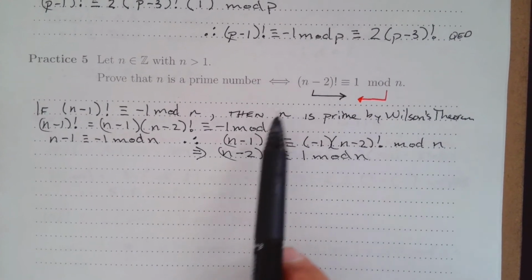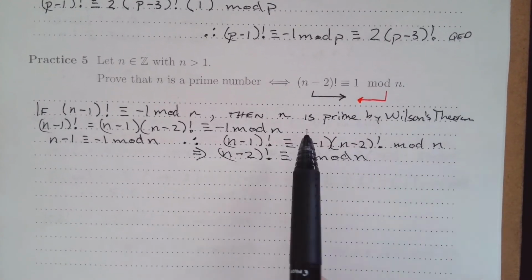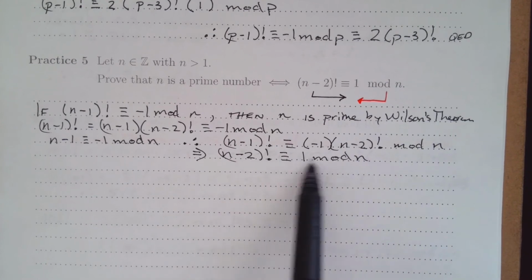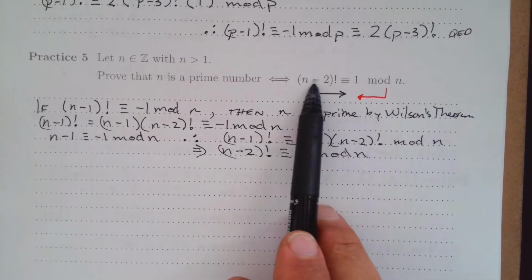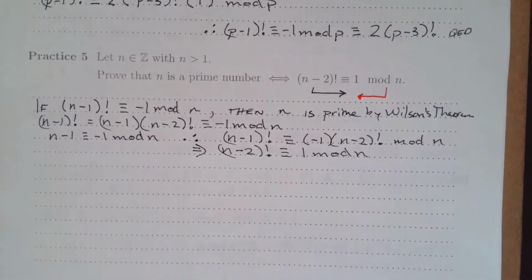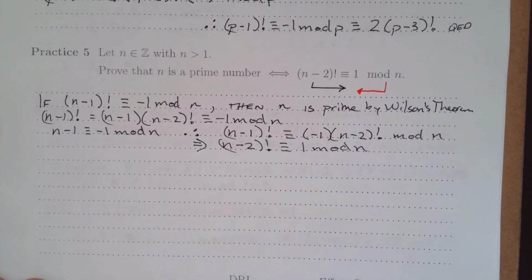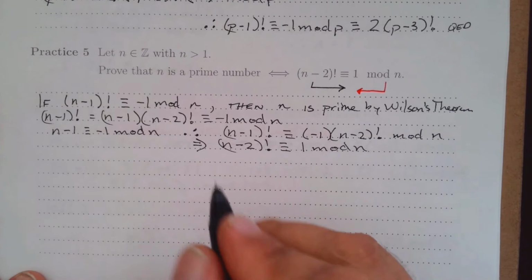So that's one of our directions, right? That we've shown now that (n minus 2)! is going to be equivalent to 1 mod n, right? Going in the right direction. Okay. Next, we can do the following.